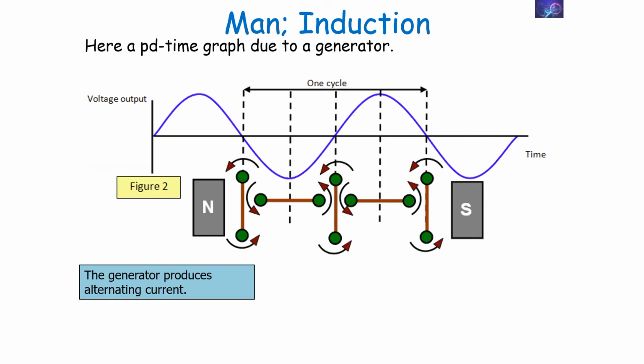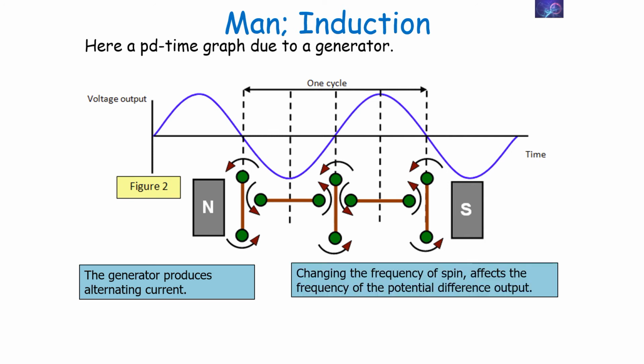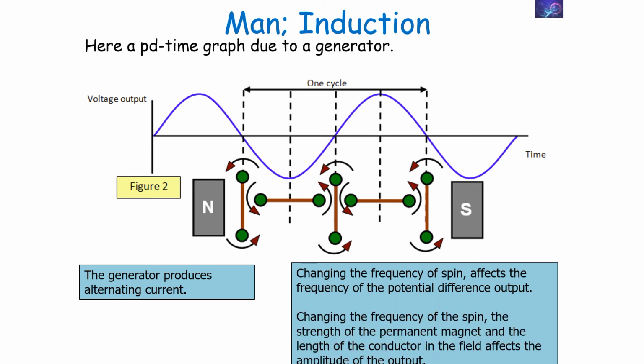Now, you'll notice we can plot out a potential difference time graph due to a generator. A generator produces alternating current, which you can see because the line is going to positive and is going to negative. Changing the frequency of the spin affects the frequency of the potential difference output. If you change the frequency of the spin, the strength of the electromagnet and the length of the conductor in the field, it will affect the amplitude of the output, how high your line is.